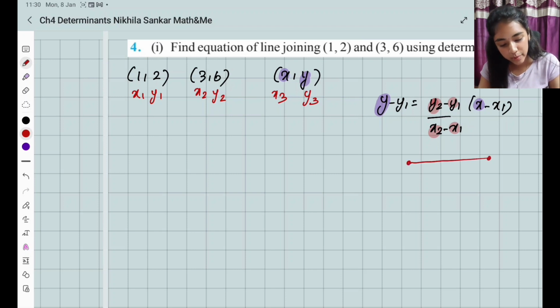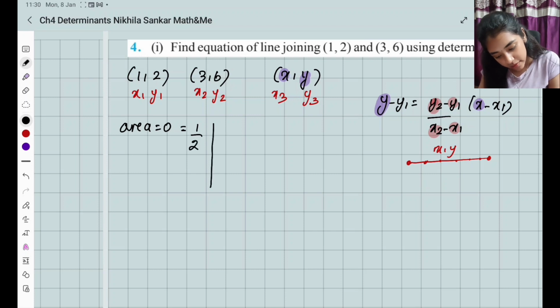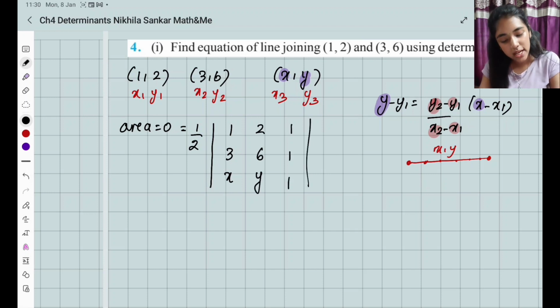So I have the two different points here and x, y is some point randomly. It can be here, here, here, anywhere. Okay. So it is going to be in one single line. So the area is going to be 0. So how are we going to do this using determinants? The area has to be 0, which is half times the determinant value is going to be 1, 3, x, 2, 6, y, 1, 1, 1. Last column is going to be 1, 1, 1. And this has to be 0.